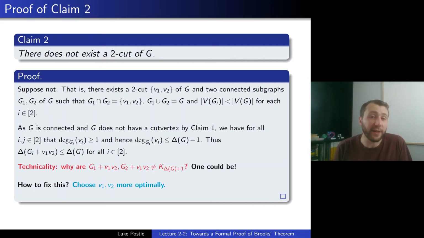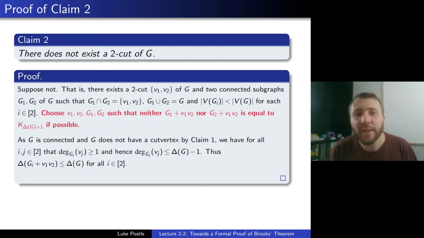We get to choose actually a 2-cut, so maybe we can find a more optimal 2-cut that avoids this. So let's go ahead and do that. We choose v1, v2, g1, g2, such that neither g1 plus v1, v2 nor g2 plus v1, v2 is equal to this exceptional case, if possible.